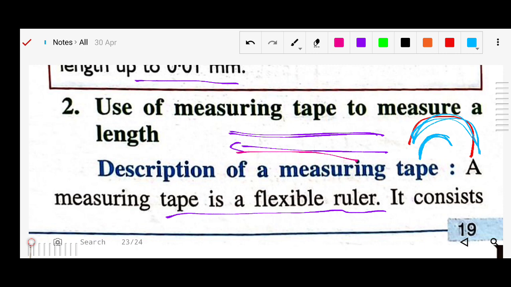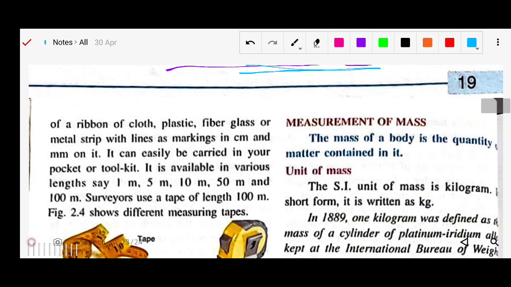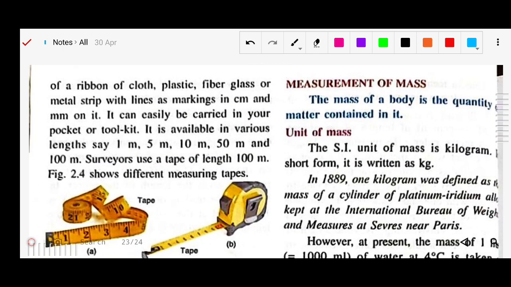The answer is no. For this you have to use the measuring tape, which is the flexible ruler. It consists of a ribbon of cloth, plastic, fiber, glass, or metal strip with lines of marking in centimeter and millimeter. So there are markings of centimeter and millimeter on it. It can easily be carried in a pocket or toolkit. So it is quite friendly, you can carry it anywhere because it's small.